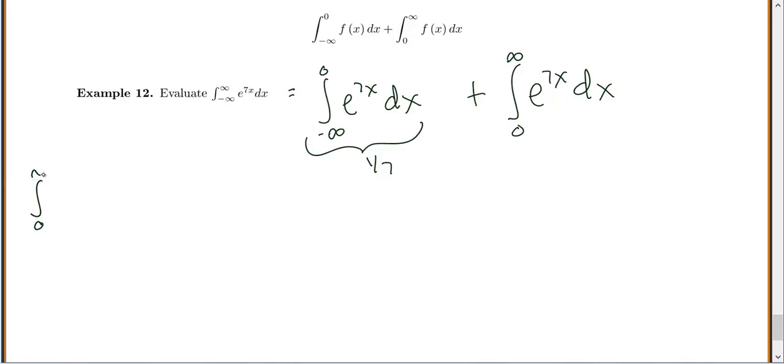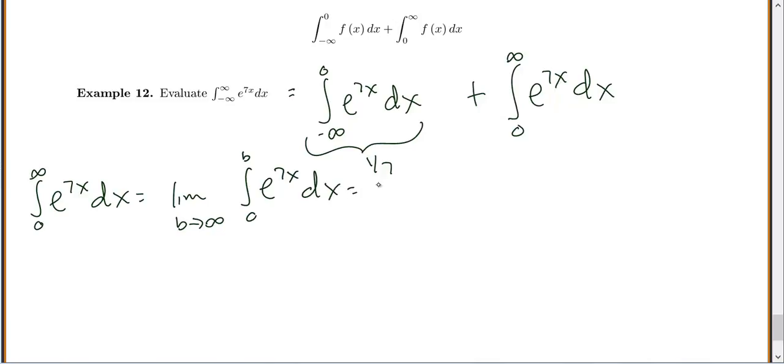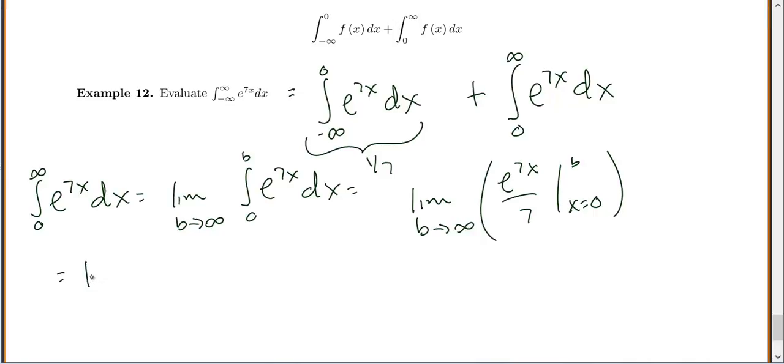So let's do the integral from 0 to infinity, e to the 7x dx. This will be the limit as b goes towards infinity of the integral 0 to b e to the 7x dx. Okay, we know the integral is going to be e to the 7x over 7 evaluated. Oh, I forgot to write my limit again. You have to be careful. So the limit as b goes towards infinity of e to the 7x over 7 evaluated from x equals 0 to b. So we still have our limit. Plug in the b, so e to the 7b over 7 minus e to the 7 times 0 over 7.